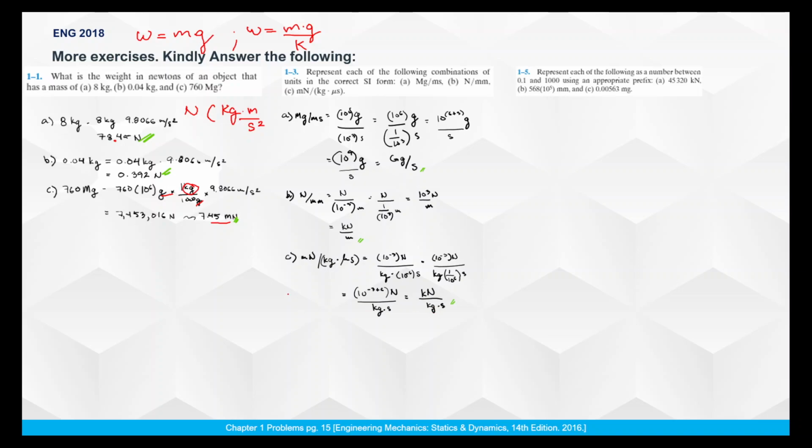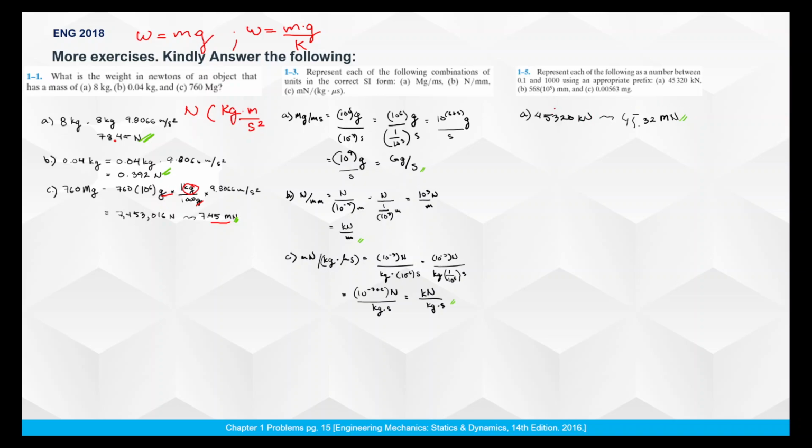So far, so good. Madali lang siya, di ba? And then dito naman, medyo shortcut ko yan. Essentially kasi ang ginawa ko dito, represent each of the following as a number between 0.1 and 1,000 using its appropriate prefix. So sumobra to ng 1,000 and 0.1. Ang ginawa lang naman dito, nag-skip lang ako ng step.